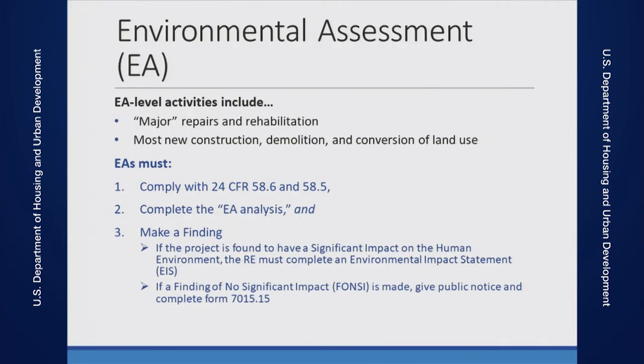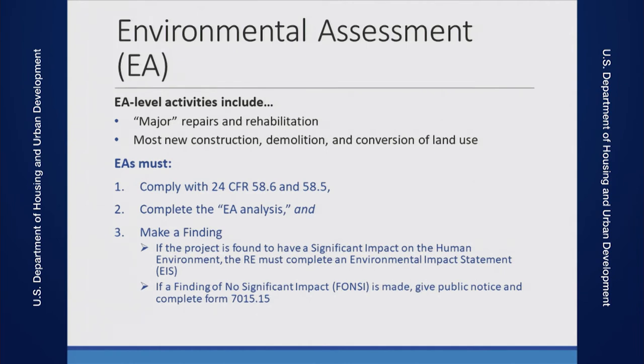Our next level of review is the environmental assessment, or EA. Under NEPA, EAs are essentially the default level of review. Categorically excluded and exempt activities are categorically excluded from NEPA. So if an activity is not excluded or exempt, that means a full NEPA analysis is required. Most new construction, demolition, and conversion projects will require a full EA.